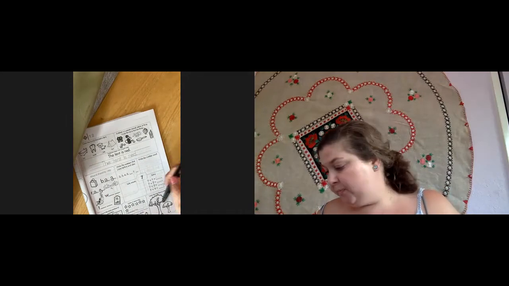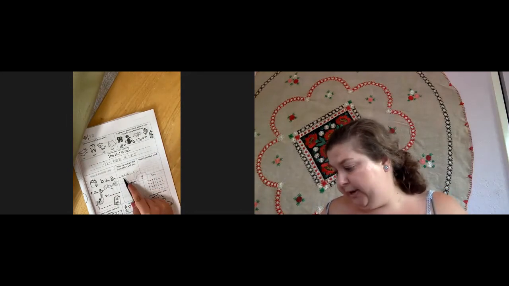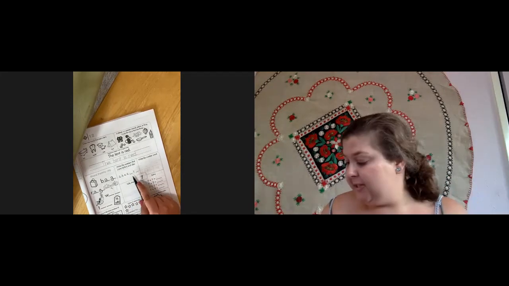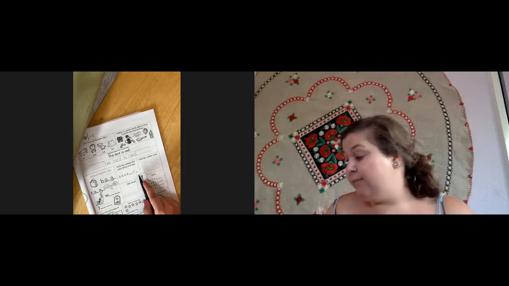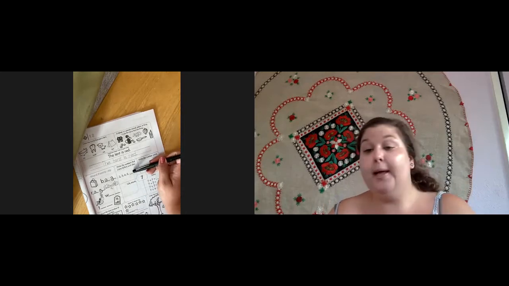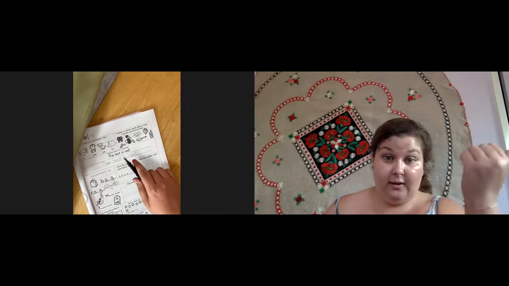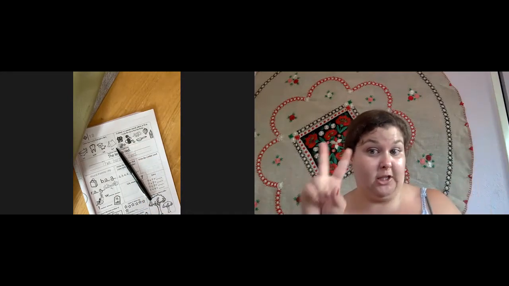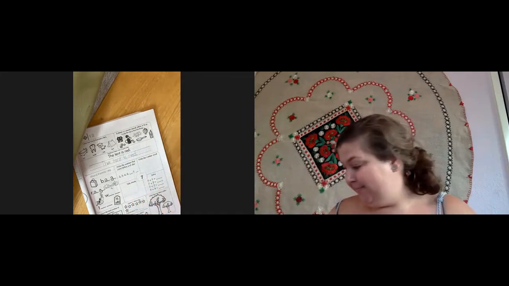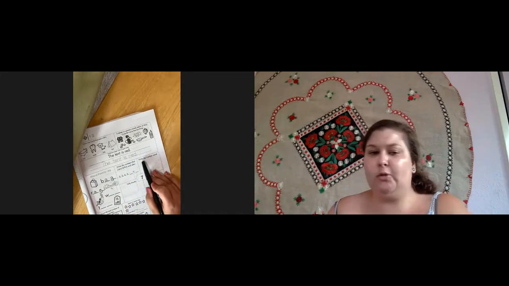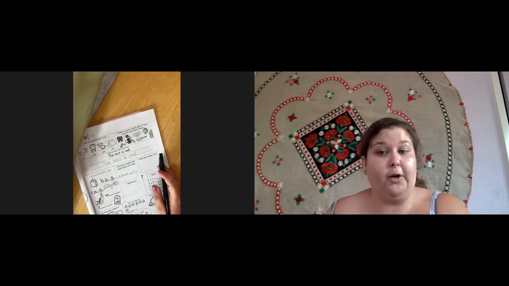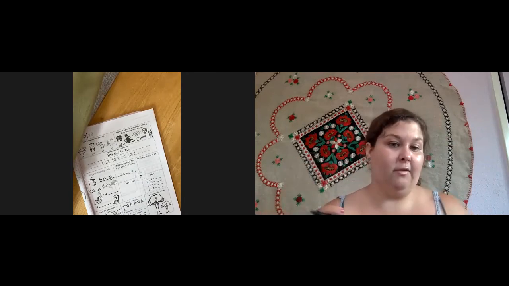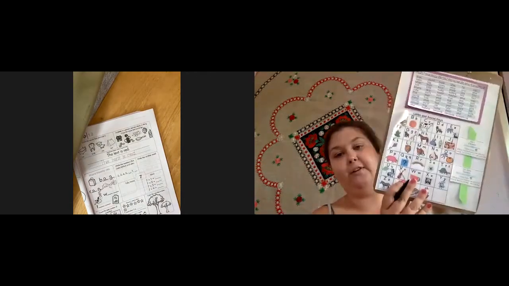So let's count. 2, 3, 4, 5. You're going to put a number there. 7. So what number comes before 7 and what number comes after 7? You write those in. It's two separate numbers and you're going to write them in there. All right. This one, write the number word. So we're going to write 7. Remember, you can use your clipboard if you need to.